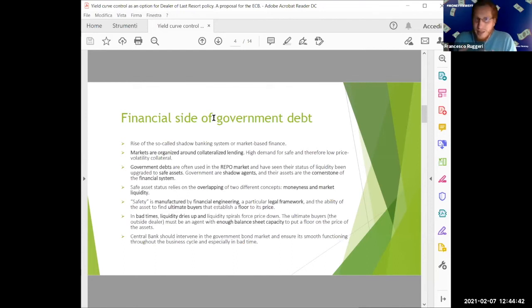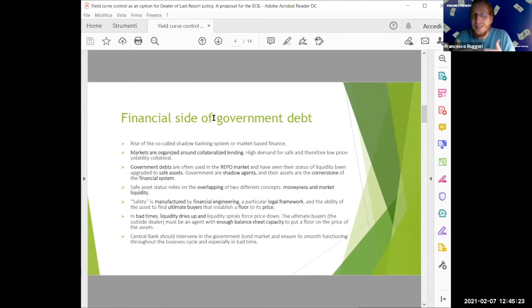The problem with this safe asset status is that it relies on the overlapping of two different concepts: moneyness and market liquidity. These two concepts are different, while in some particular moments, especially thanks to the repo market, they become more or less the same thing. But this safety is manufactured by the financial engineering behind the repo market and other financial contracts, and by the ability of the assets we are talking about, government debt, to find an ultimate buyer that establishes a floor to the price.